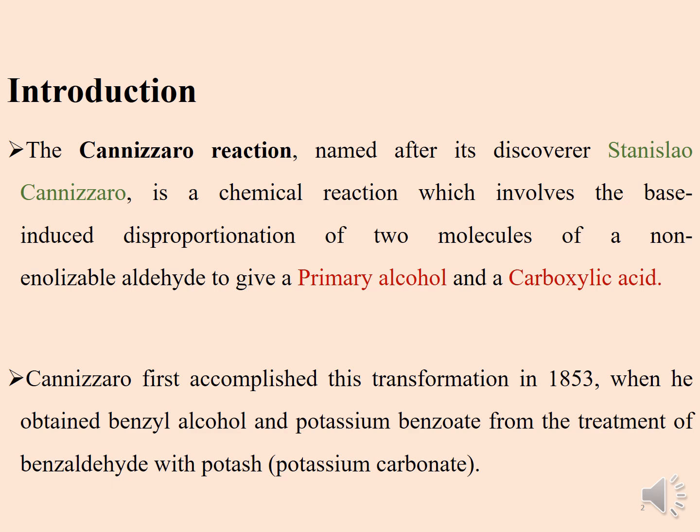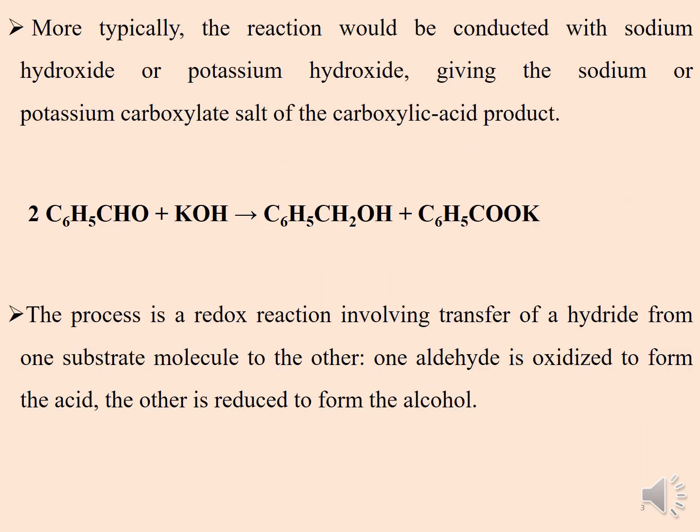Cannizzaro first accomplished this transformation in 1853 when he obtained benzyl alcohol and potassium benzoate from the treatment of benzaldehyde with potash. Potash is potassium carbonate. More typically, the reaction would be conducted with sodium hydroxide or potassium hydroxide, giving the sodium or potassium carboxylate salt of the carboxylic acid product.